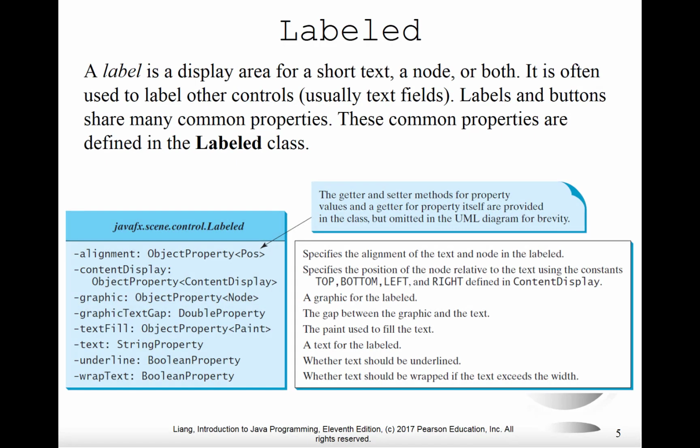The class Labeled is a base class for ButtonBase and for Label. In turn, ButtonBase forms a base class for Button, CheckBox and ToggleButton, and ultimately RadioButton off of ToggleButton. This UML diagram shows a number of the data members that are in the class.